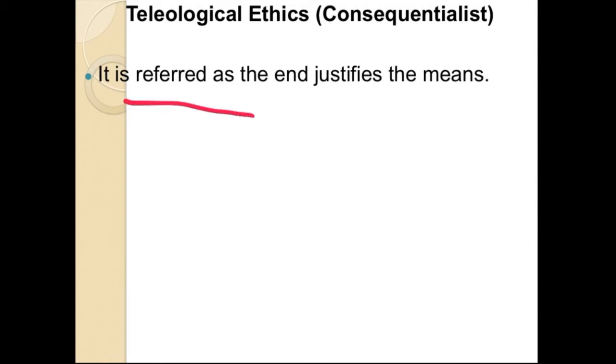The teleological ethics or the consequentialist. This is one point of the normative ethics. It is referred to as the end justifies the means. Teleological ethics, or as you can understand from the term here, consequentialist, means the result. So the main point of teleological ethics or consequentialism is that the end justifies the means. That means the final result of an action justifies the meaning of a certain action.